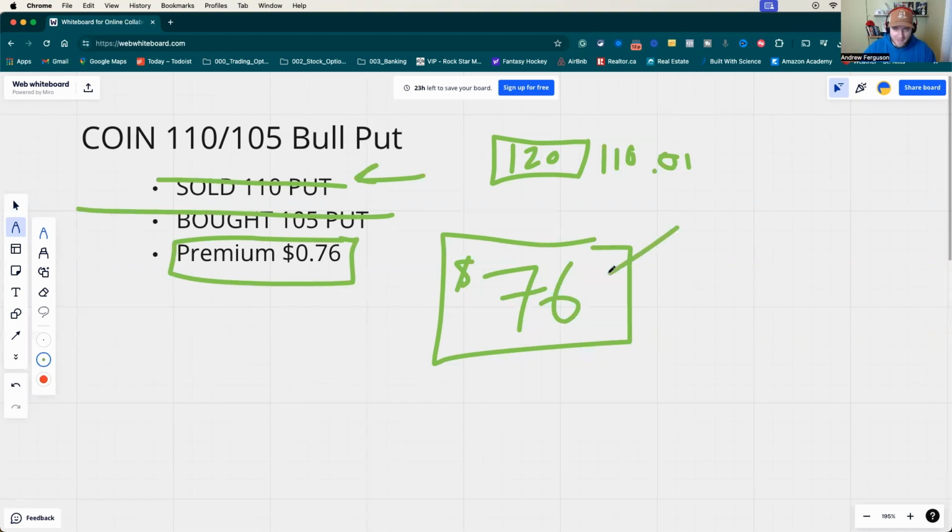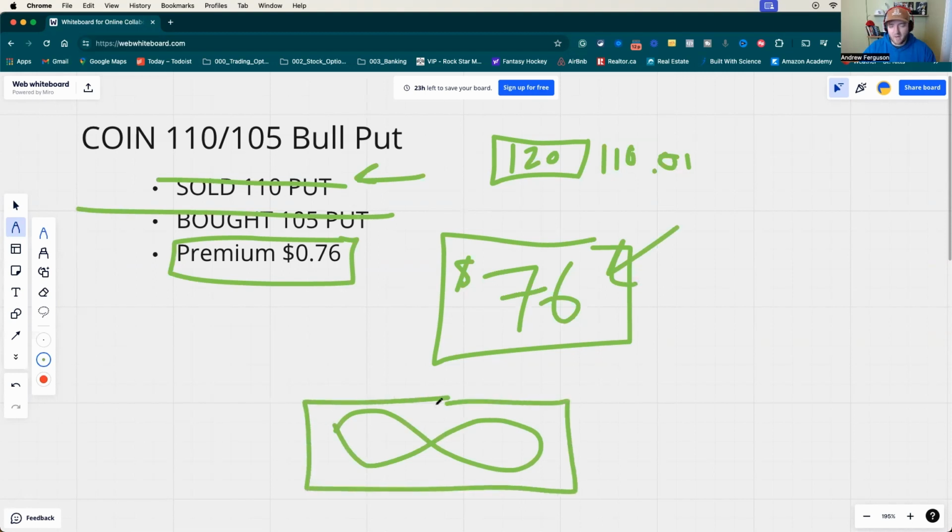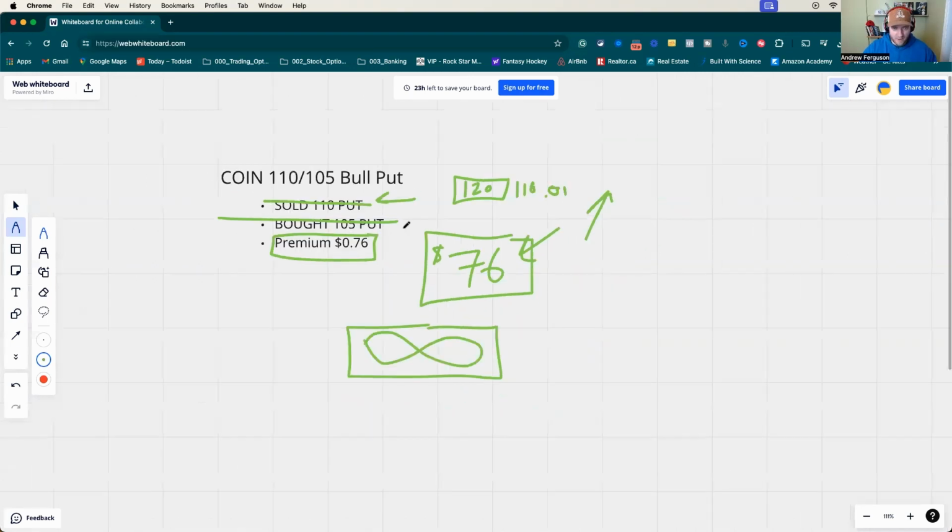So you keep the $76 and you repeat and you do it over and over again to infinity and beyond right there. That's the best case scenario. The stock price stays up and or rises. And this is where you're making money very quickly with the bull put strategy. So that's for a bullish market and the scenarios that can happen there.